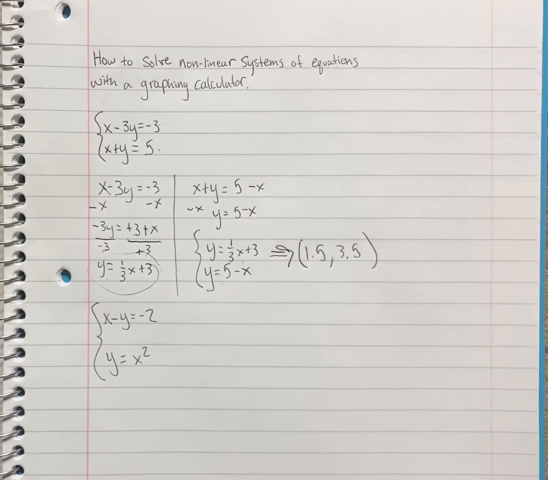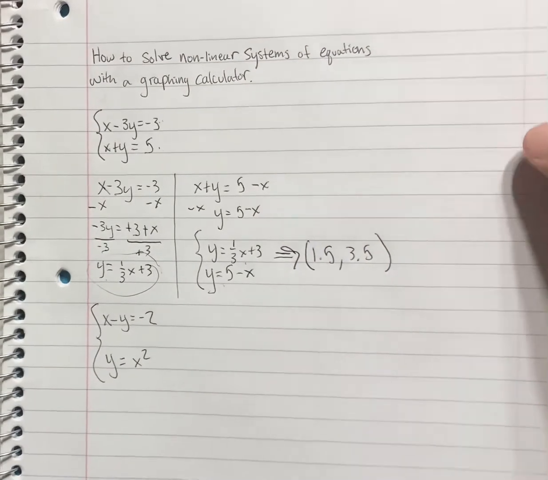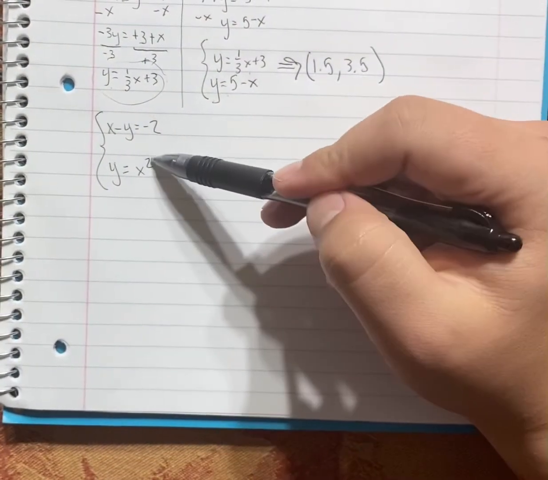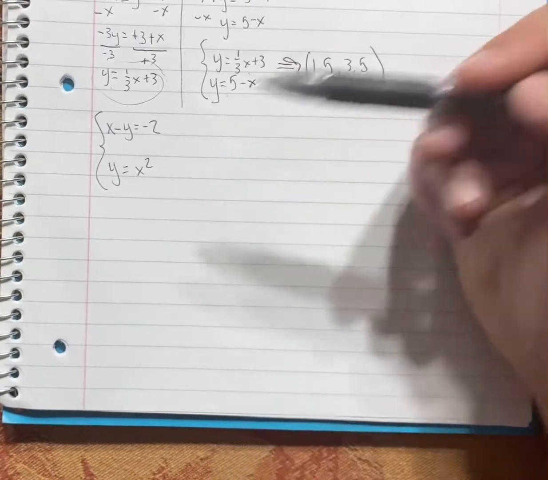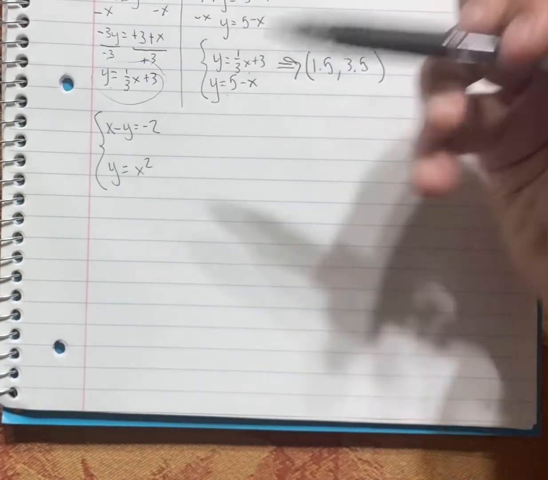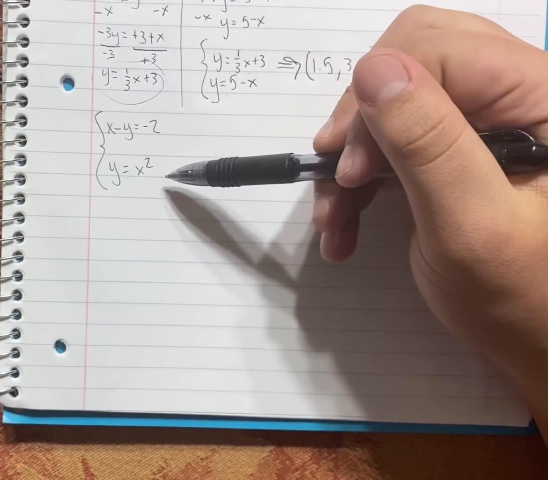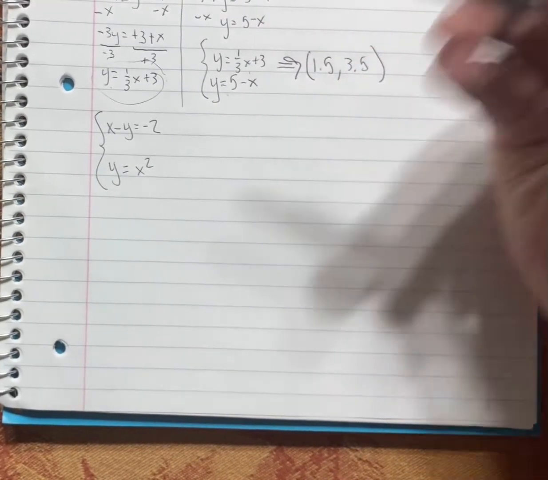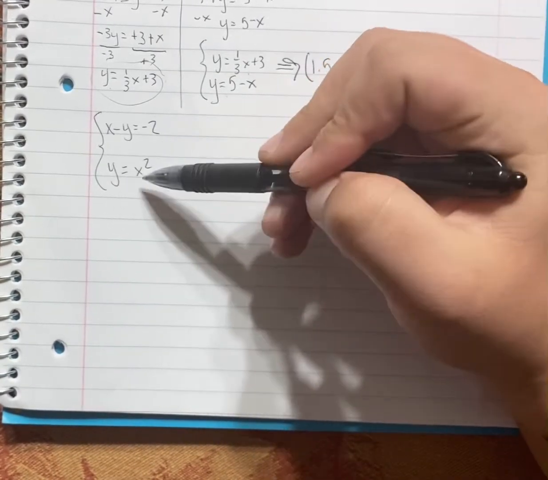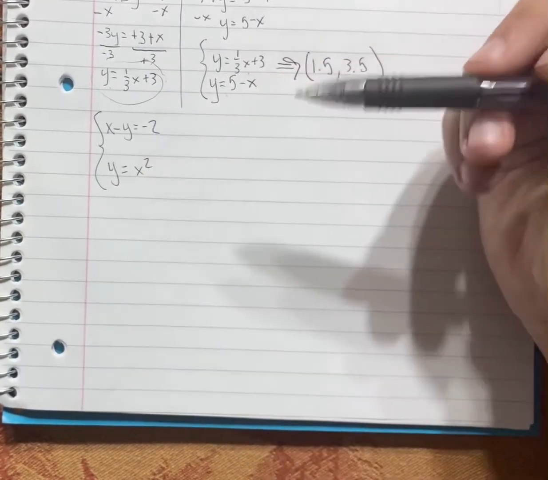Okay, we're going to move on to our next example. This one, if you notice, we have an x squared right here. So that's going to be a parabola. So this one's going to be pretty easy to make sure all of our y's are equaling the same. If you look right here, we have this one is set equal to y. We just have to find this one to be set equal to y.